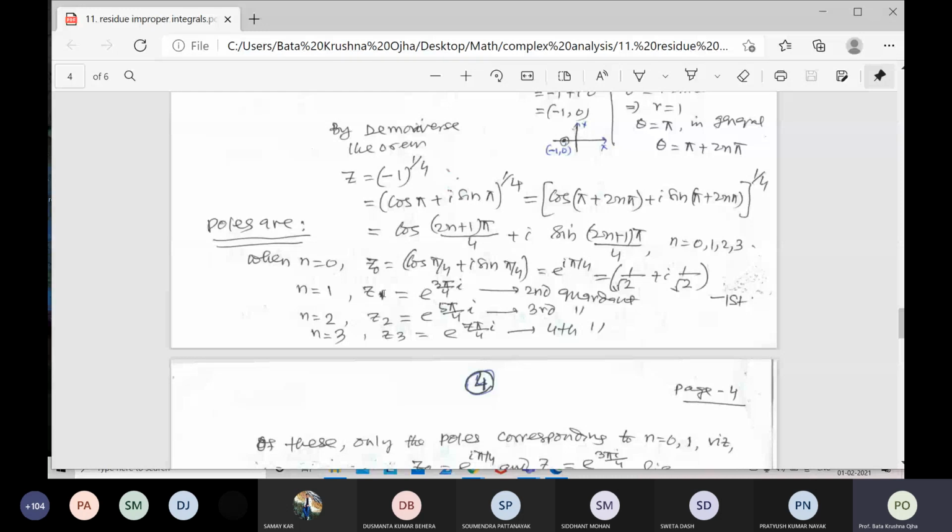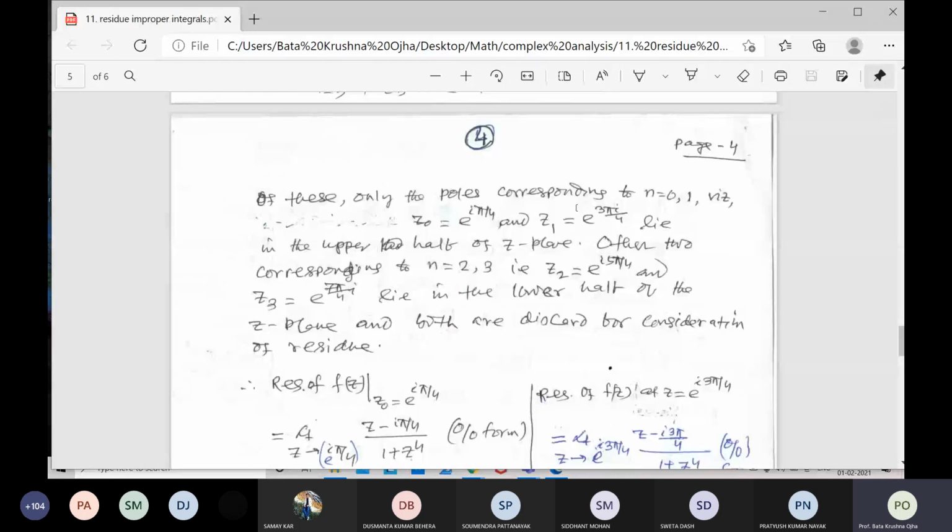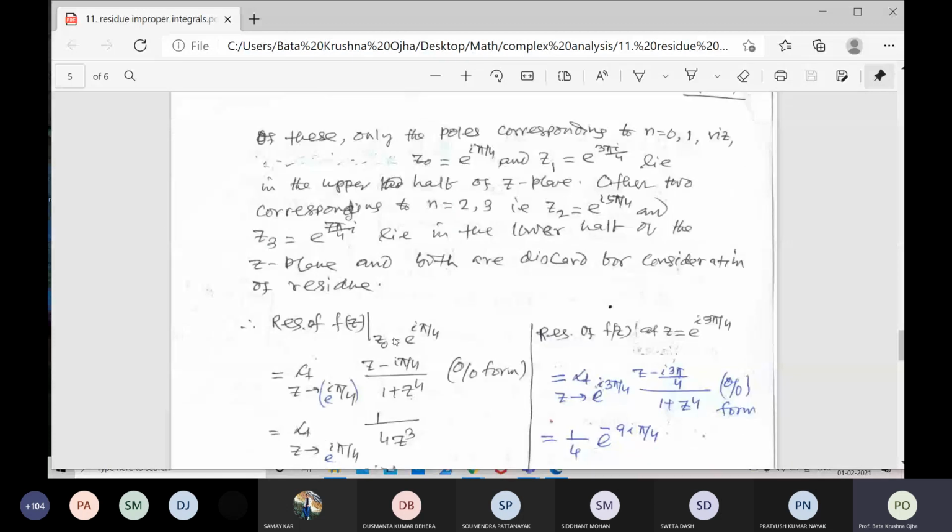So I have explained here that the poles correspond to n is equal to 0 and 1. So z0 and z1 lie in the upper half. I already explained it, and z2 and z3 belong to the lower half. So what to do? We have to find the residues at z0 and at z1. It is a rational function.